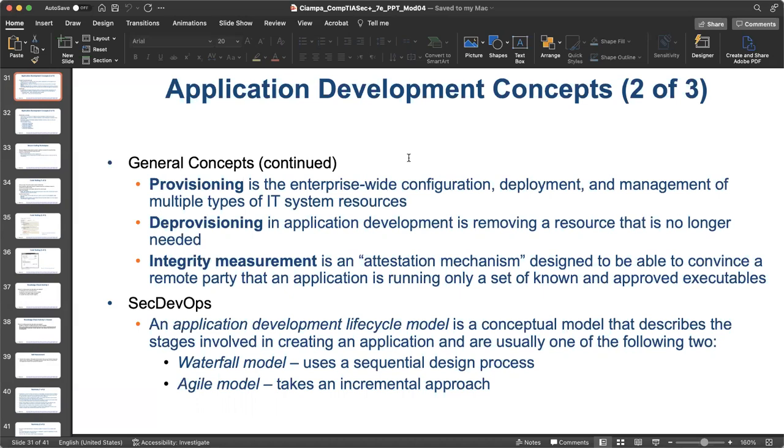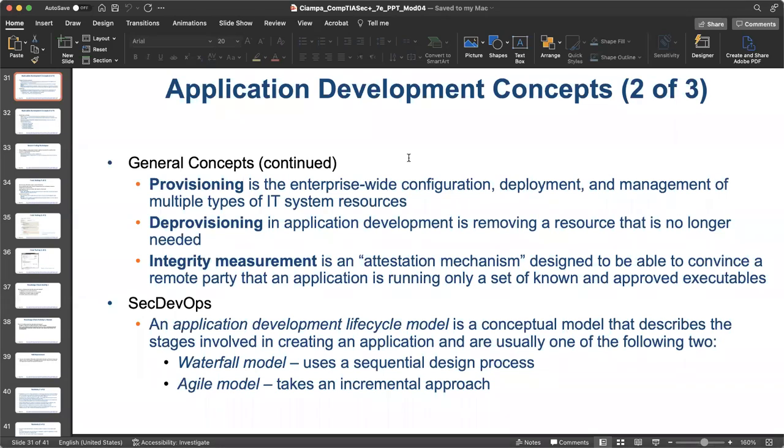Why do we remove those? Because if not needed, the concept of least functionality says, hey, let's remove it. We don't need that functionality. A very good example of the problems that can happen if deprovisioning is not happening is the log4j issue, which arose about December of last year, December of 2021.